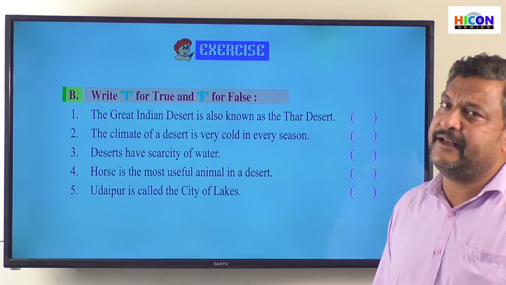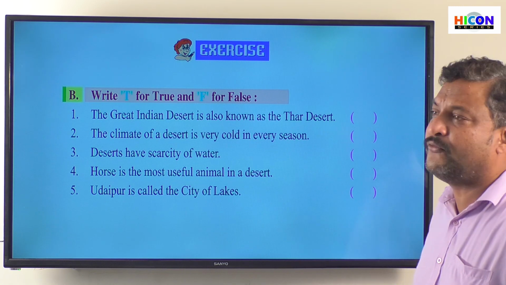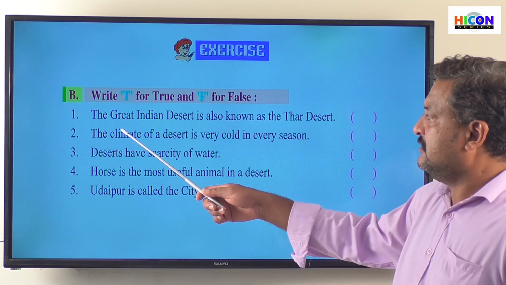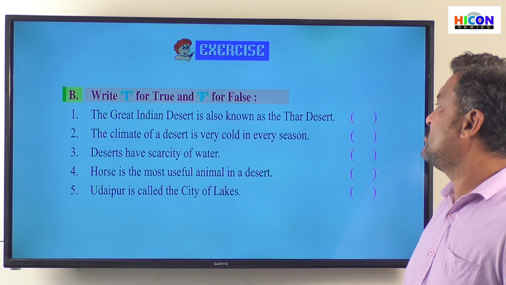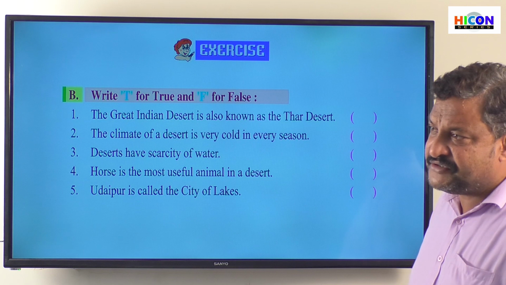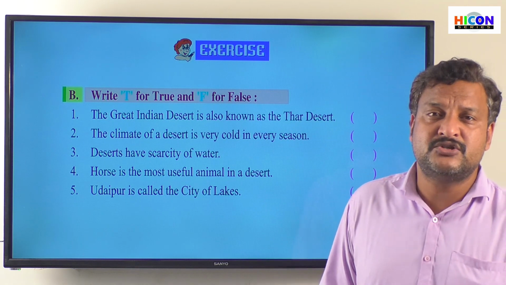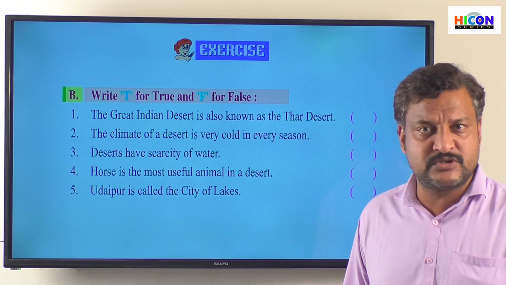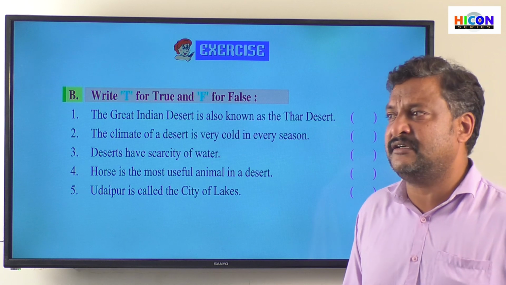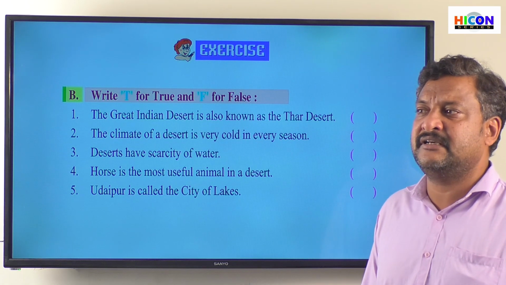Now the second one. Write T for true and F for false. True or false. 1. The Great Indian Desert is also known as the Thar Desert. It's a true statement. Why? Because both are the same. The Thar Desert is also known as the Great Indian Desert, or the Great Indian Desert is also known as the Thar Desert.